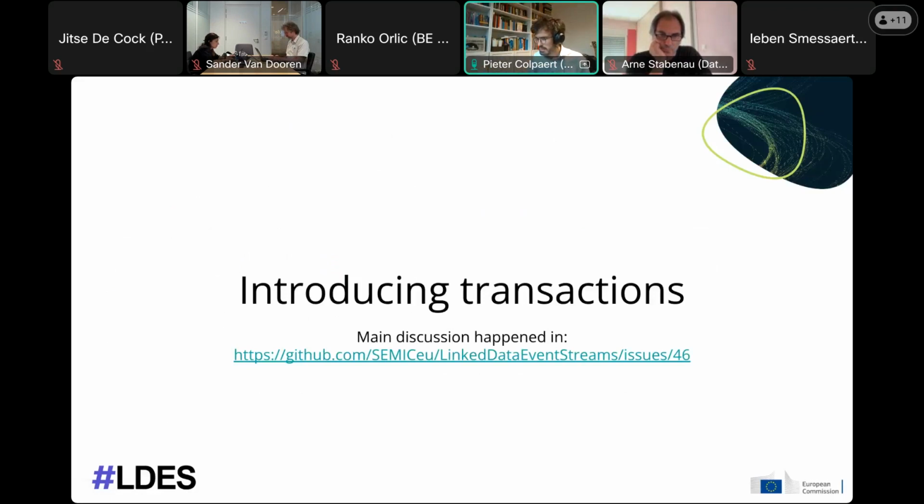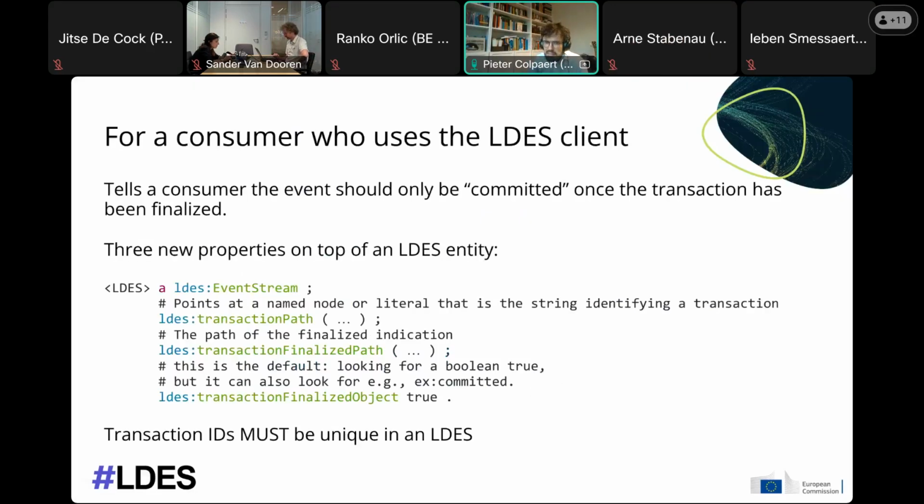Good. The next thing is on transactions, and that main discussion happened in this issue. I think multiple use cases already popped up, but one use case would, for example, be for DCAT-AP feeds, in which you can add in your Linked Data Event Stream an update of a data set. But if that data set immediately also introduces a distribution, and these things are linked, then maybe you want to wait to show the fact that the data set has been added. You want to wait to show that to your end user from the moment that that distribution has also been added. So this need for transactions became apparent.